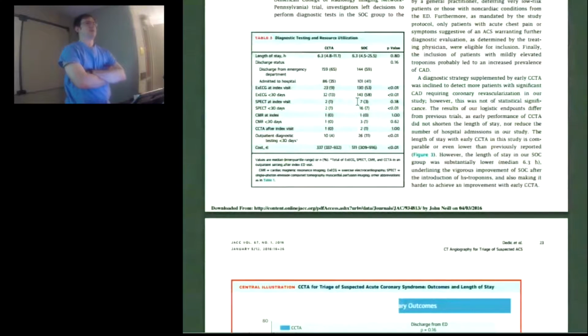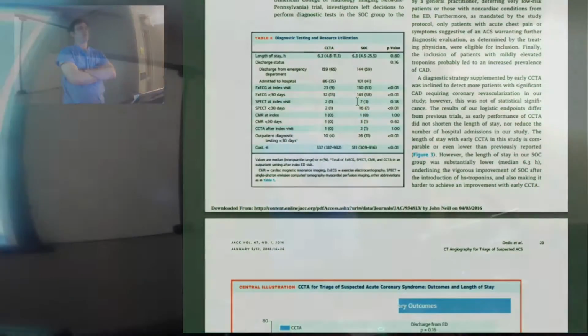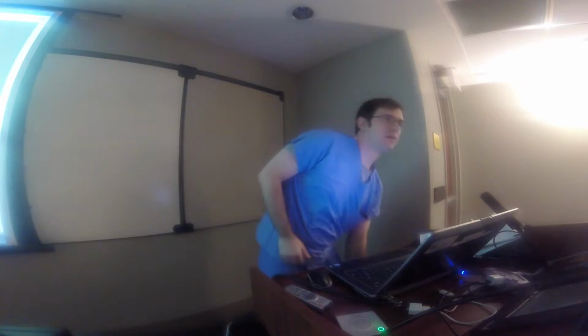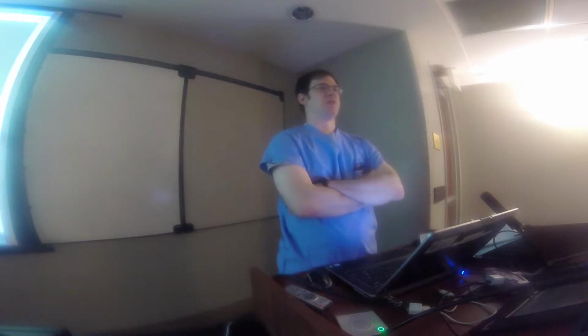What's their conclusion? Basically, the conclusion is that in patients being ruled out with high sensitivity troponin, and in this sort of practice environment where they have much better access to outpatient primary care, there's not as much of a difference as far as cost or length of stay as had been seen in previous American studies.